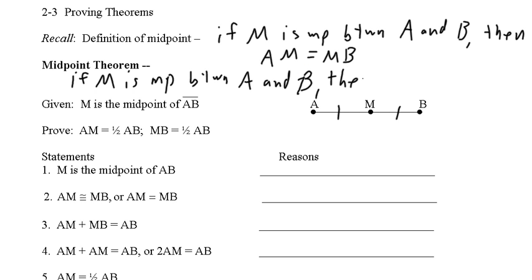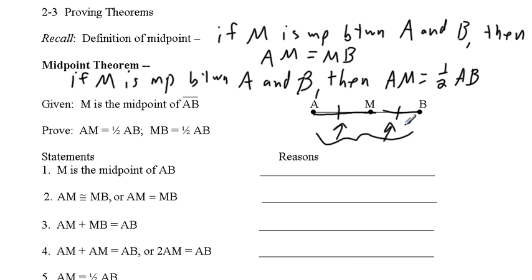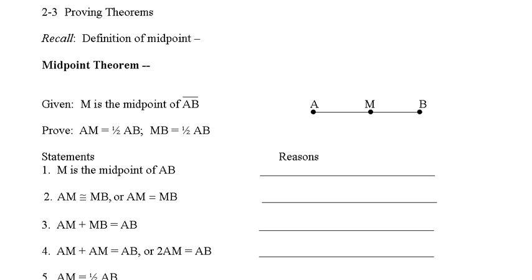Our conclusion is that AM equals 1/2 AB. We would also conclude that MB equals 1/2 of AB. So basically instead of saying that this piece is equal to this piece, we're saying that AM, that piece, is 1/2 of this whole thing, and MB is 1/2 of the whole thing. It seems kind of logical, and most people would have figured that out on their own. But this is, again, one of the things that we do in geometry.